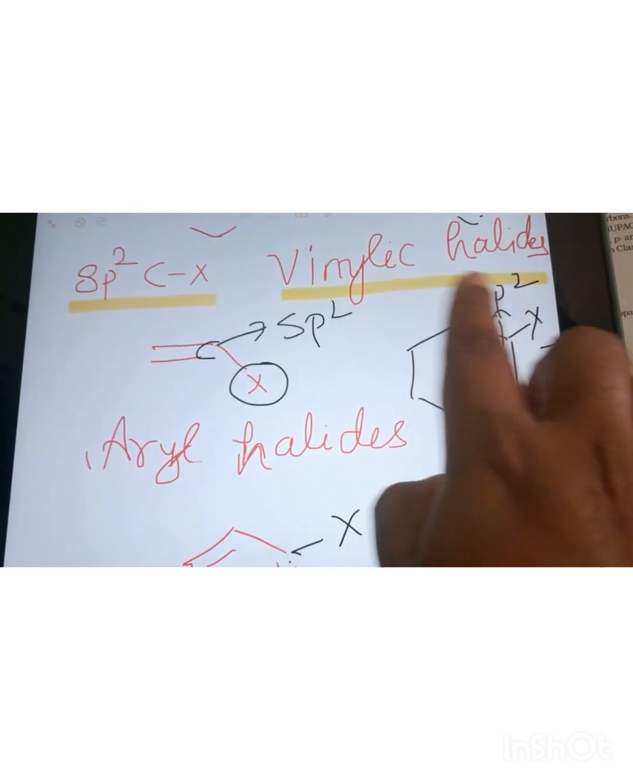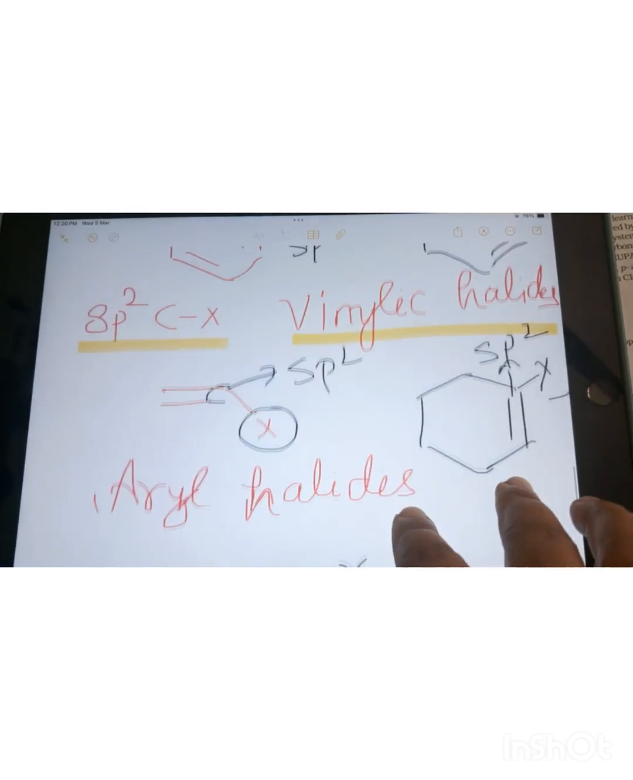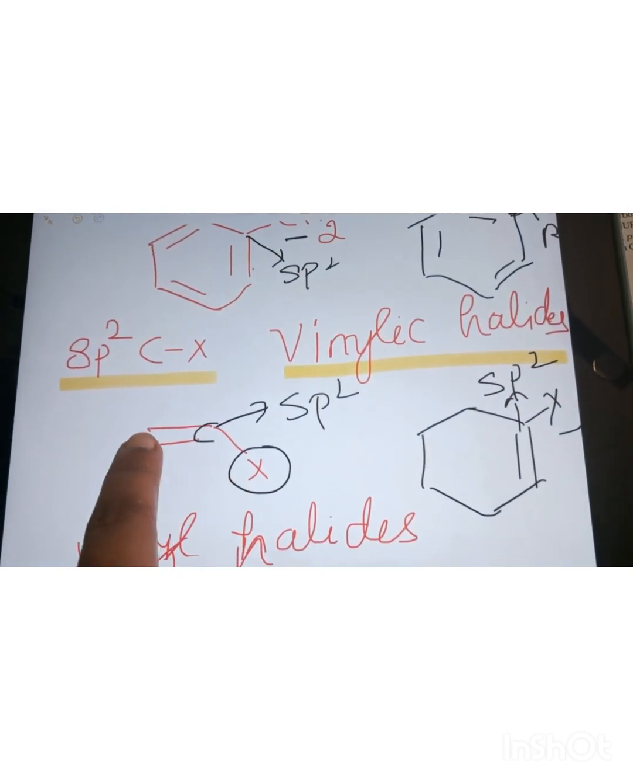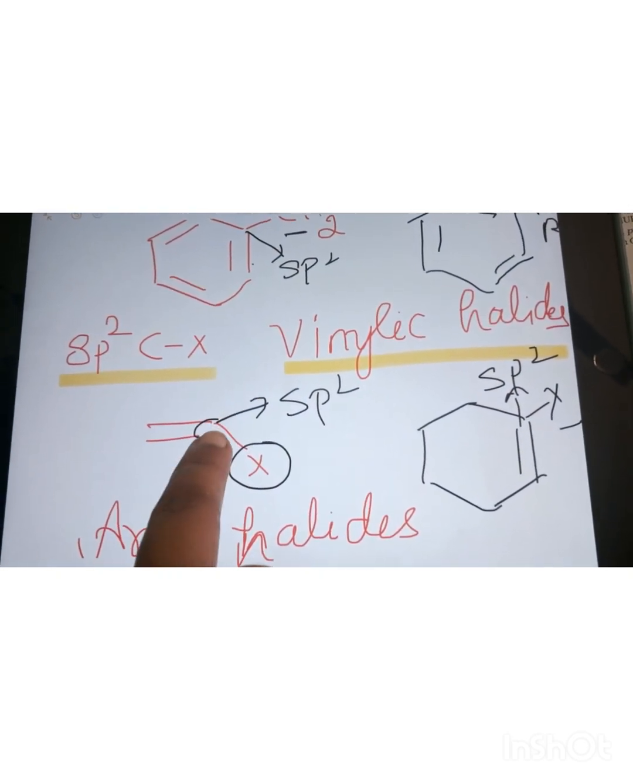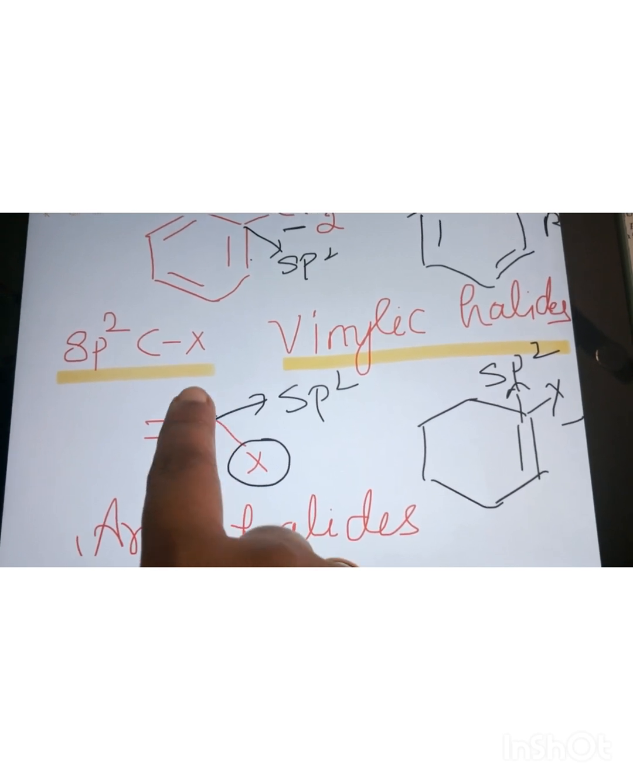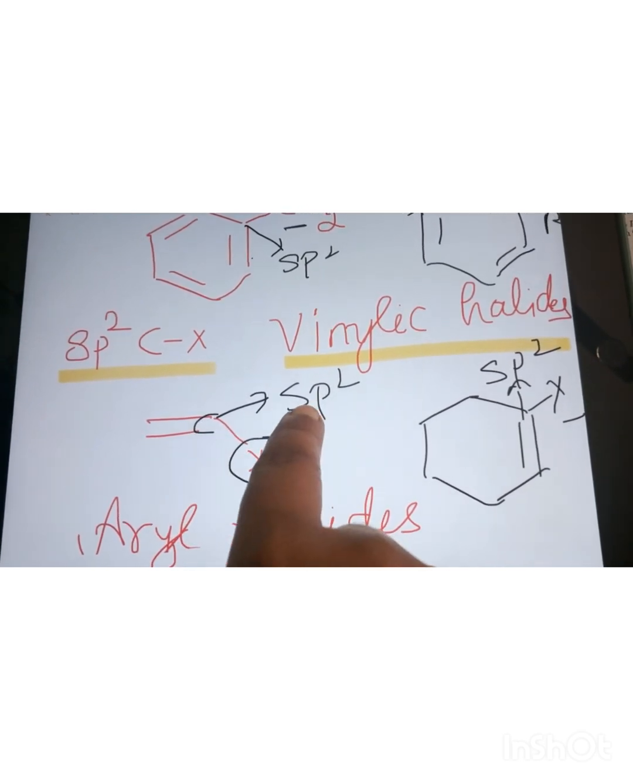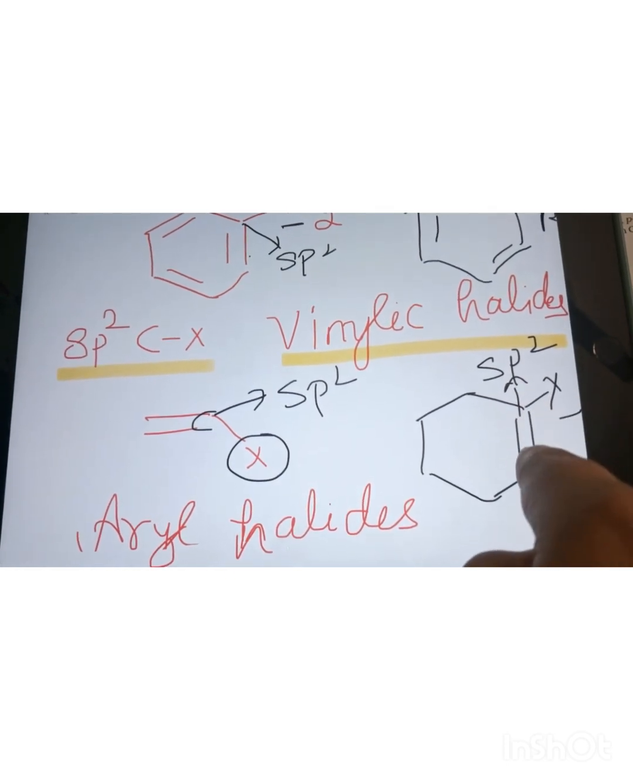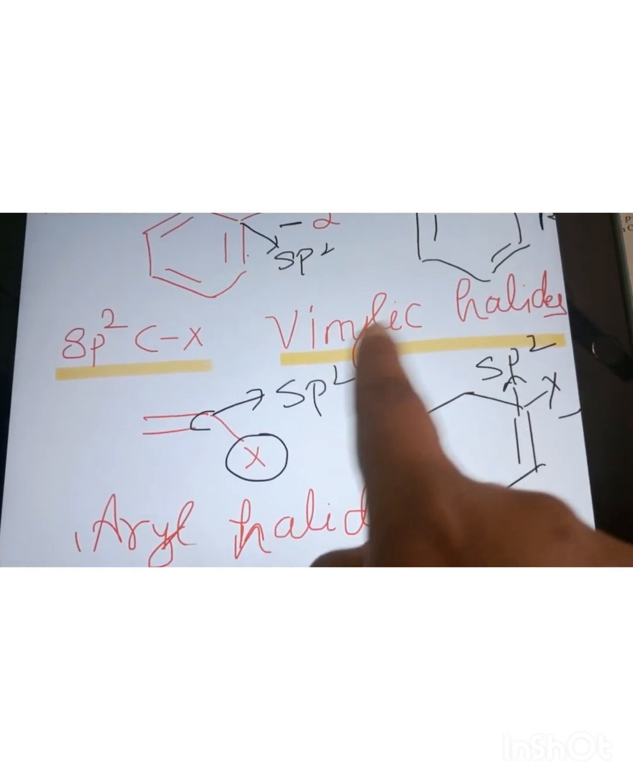Okay, that is nothing but vinylic and aryl halides. So let's see what is vinylic. Vinylic is basically when the halogen is attached to a carbon-carbon double bond, wherever a carbon-carbon double bond is there. So that carbon directly has the halogen attached and it is called vinylic. So here see, the halogen is directly attached to the carbon-carbon double bond. So this is also an example of vinylic.